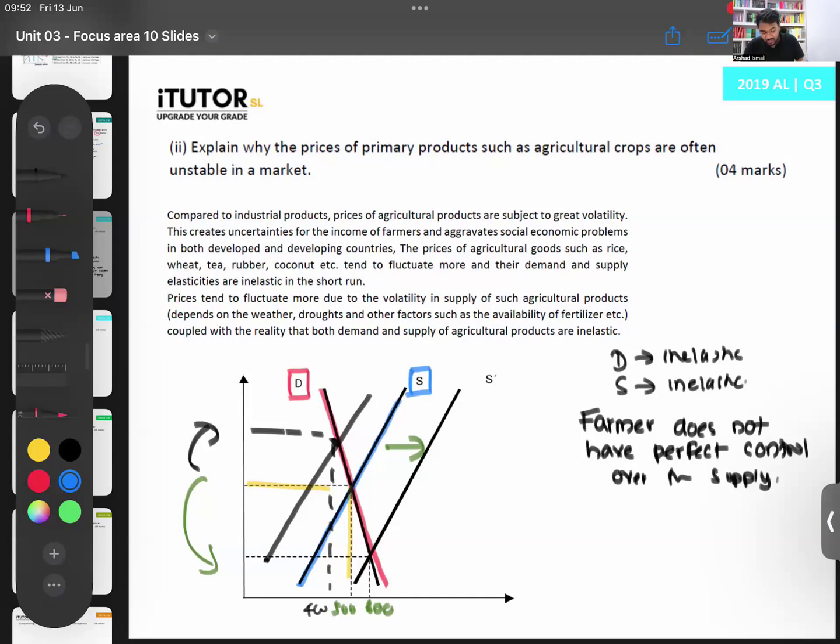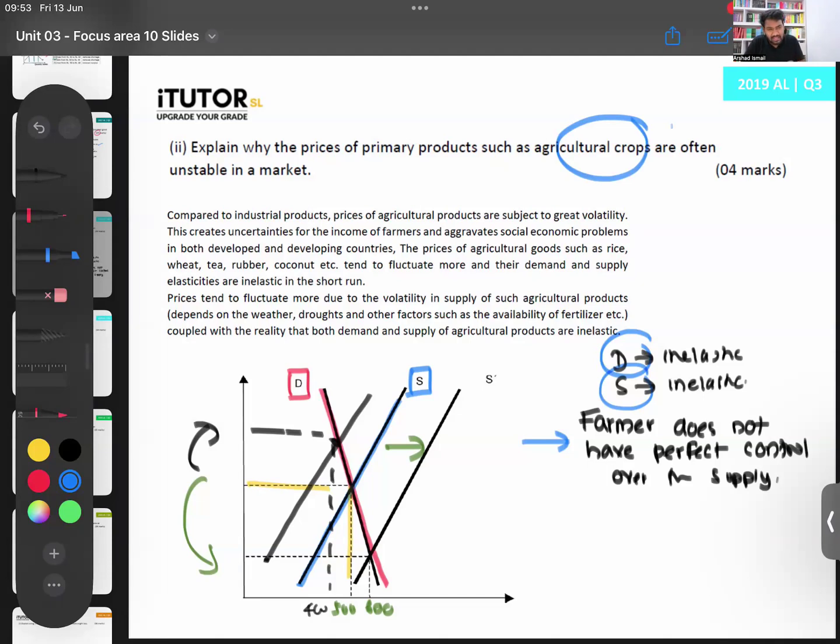So you have to explain the fact that demand is inelastic, supply is inelastic, and the farmer doesn't have control over the supply. He doesn't have perfect control. So many factors can affect the fertilizer, the rain, the weather, right? Any natural disasters, any animals, all of it can affect your supply. So therefore, even if supply increases a little, or even if it decreases a little, what happens, Lamai? The prices change a lot. So that is why prices of agricultural crops are unstable in the market.